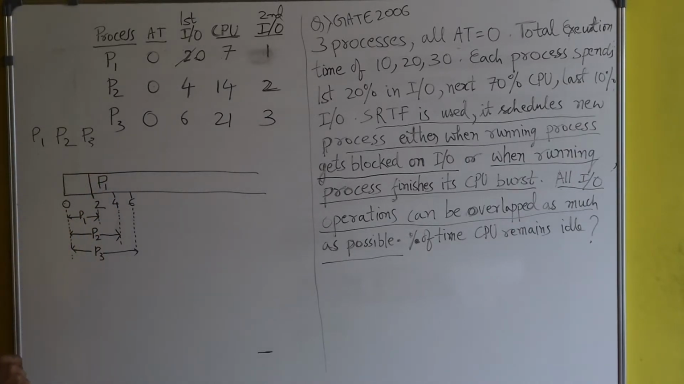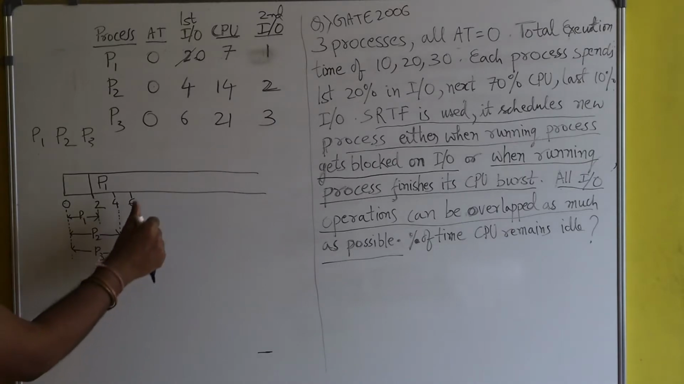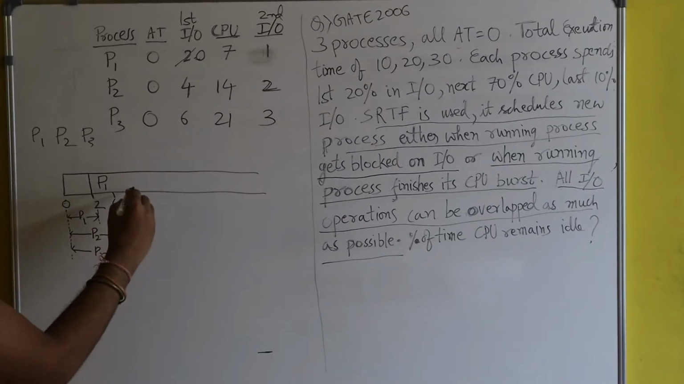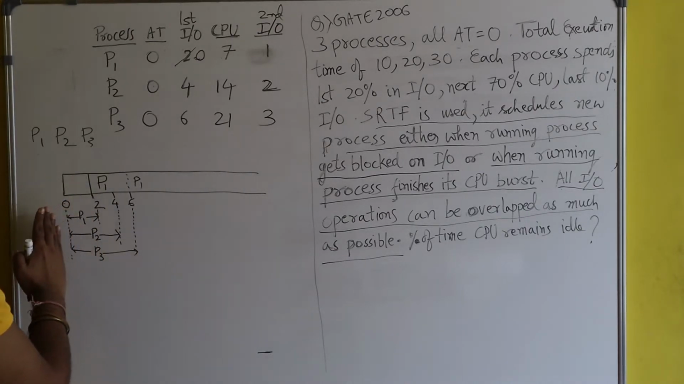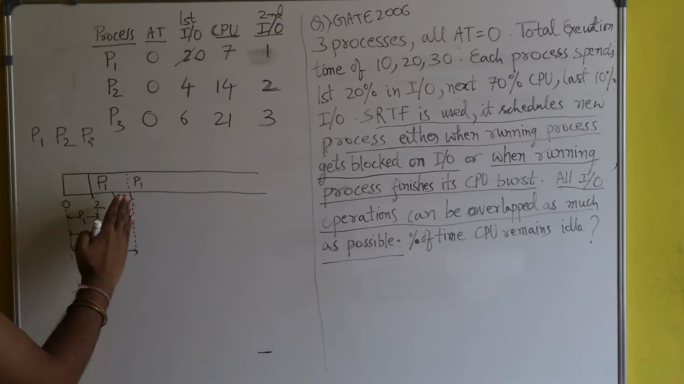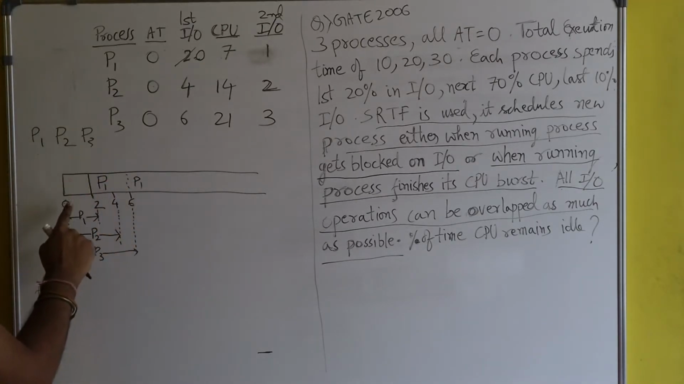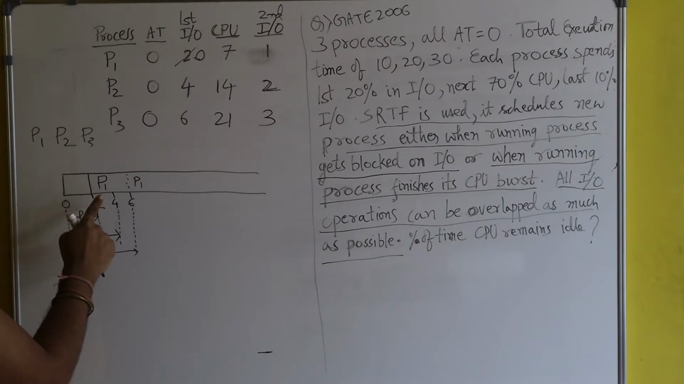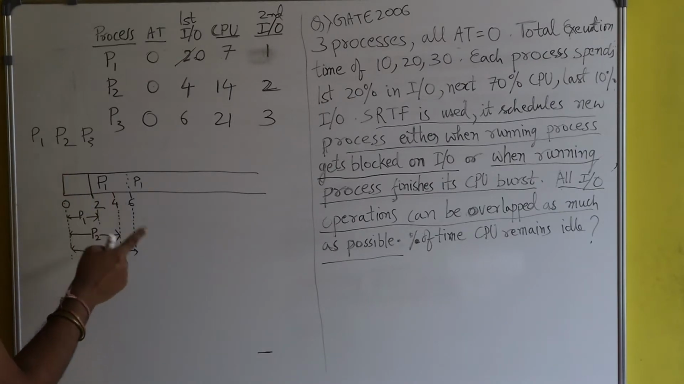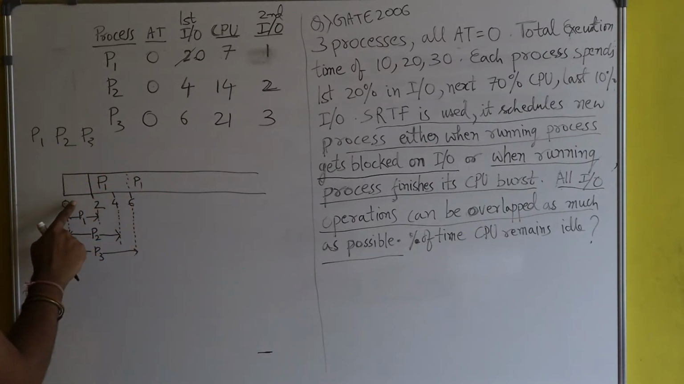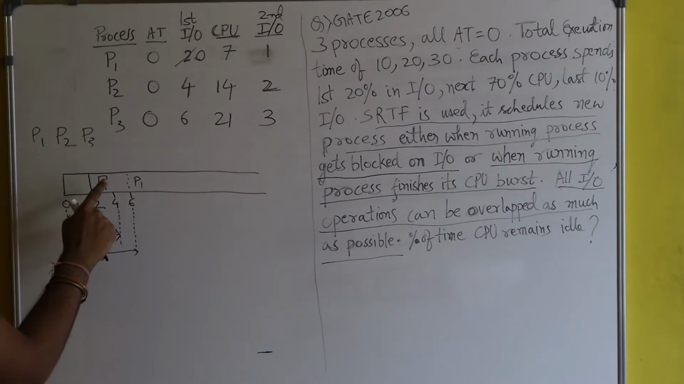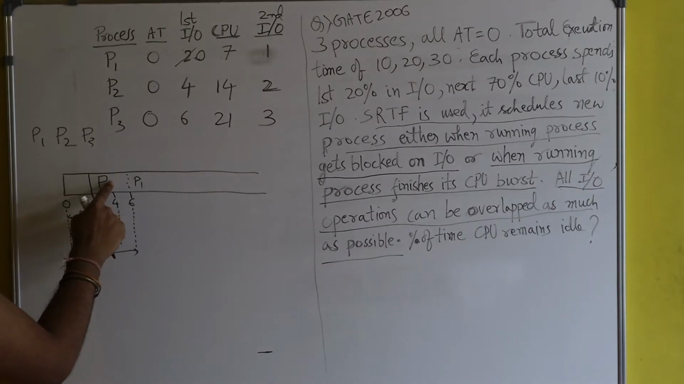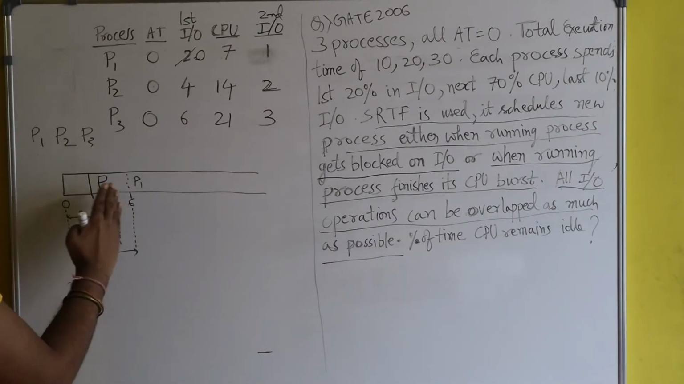Also, one thing: don't write P1 from here. Just don't wait for the completion of the IO of all the processes. If the IO of a particular process has completed, just instantly give the CPU to that process. Here the IO of P1 is completed, and after that the CPU is instantly given to process P1. Don't wait till 6 seconds.